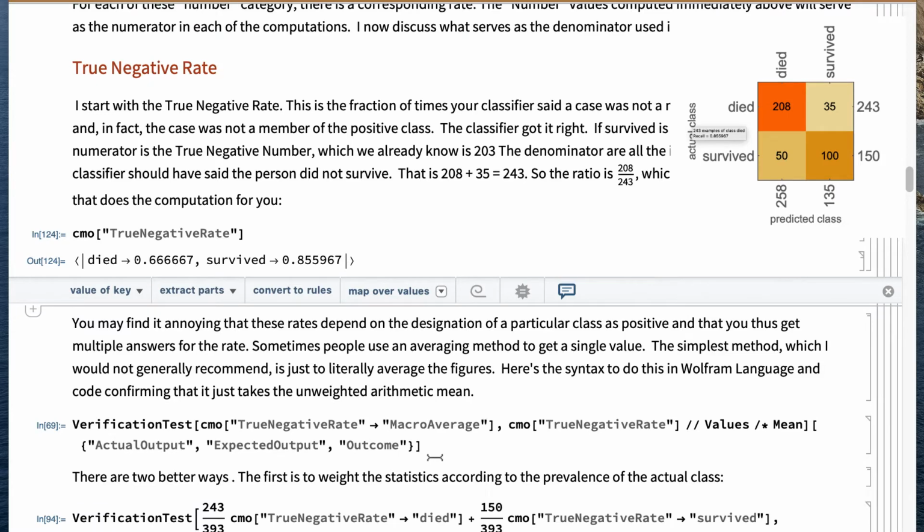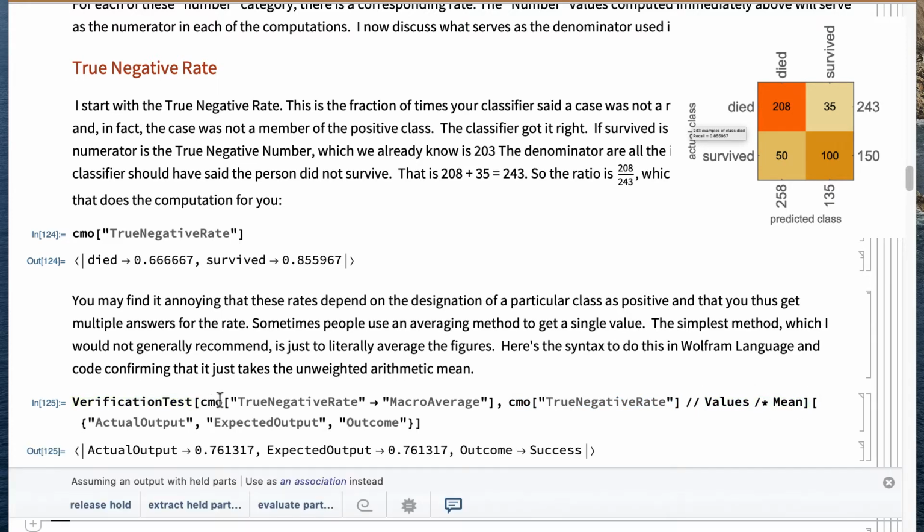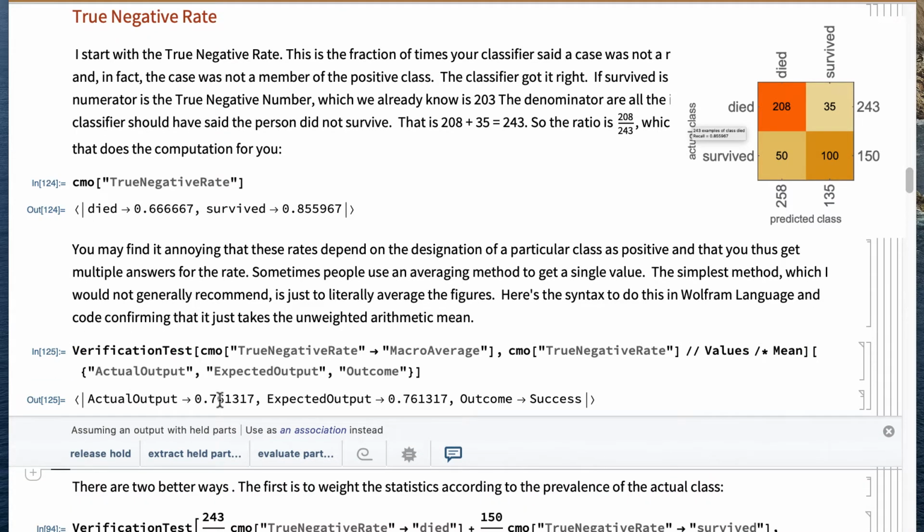But the idea is you just take the average, okay? That's how you compute the true negative rate of the classifier without thinking through what's the positive class. So to do this, one way to do it is to say, give me the true negative rate, and I want the macro average. Here I'm going to compute it by hand. I'm going to get the true negative rate. This gives me both values. Values strips out the keys, and mean finds the mean of that, and hopefully this will all come out the same, and hooray, it does.